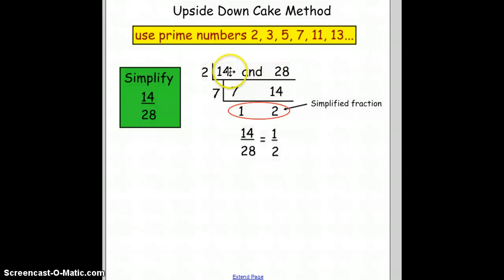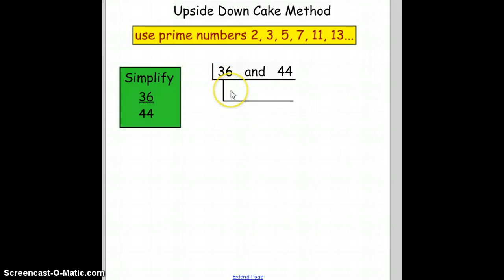First of all, you know that they're both even, so you can divide by 2. When you divide them both by 2, 14 divided by 2 is 7, and 28 divided by 2 is 14. Now let's see, can we go further? Well, 7 is a prime, however, 7 will go into itself and into 14. So 7 divided into 7 is 1, 7 divided into 14 is 2, therefore you have your fraction in simplest form, 1/2.